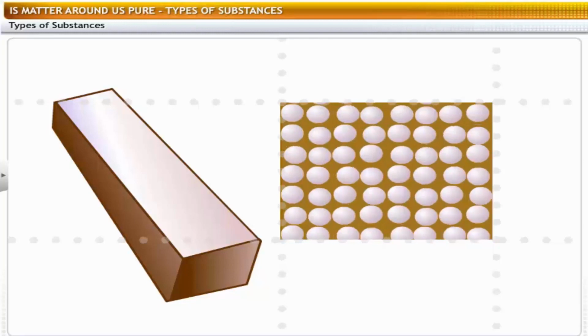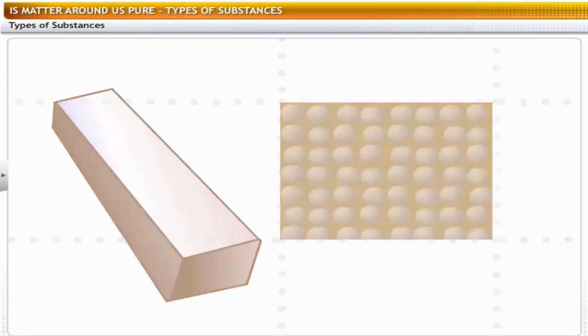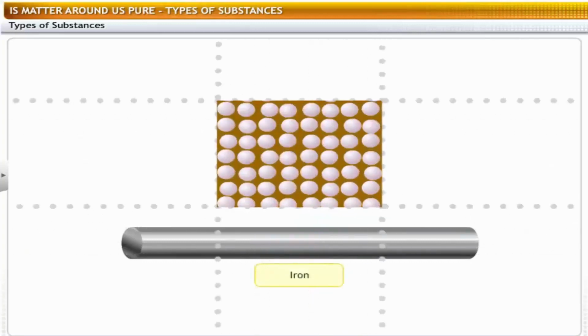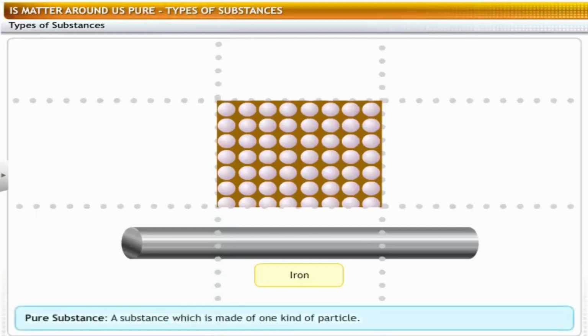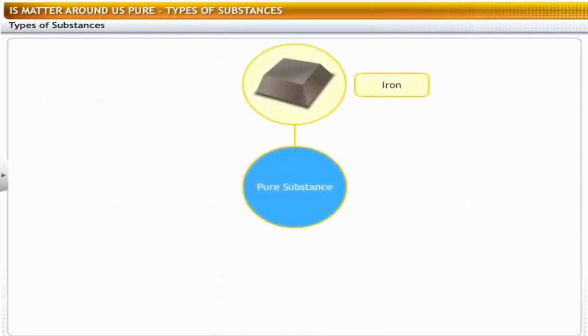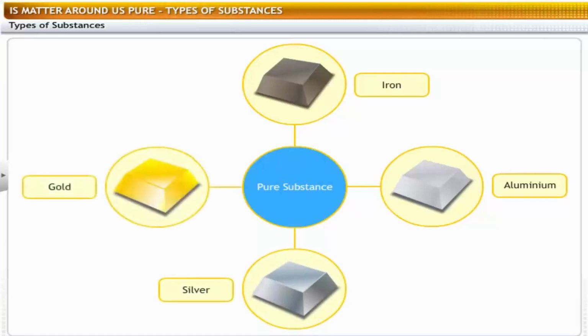For example, the element iron is made of only one kind of a particle called iron atoms. So iron is a pure substance. From this, we can define a pure substance as a substance which is made of only one kind of a particle. For example, iron, aluminium, silver, and gold.